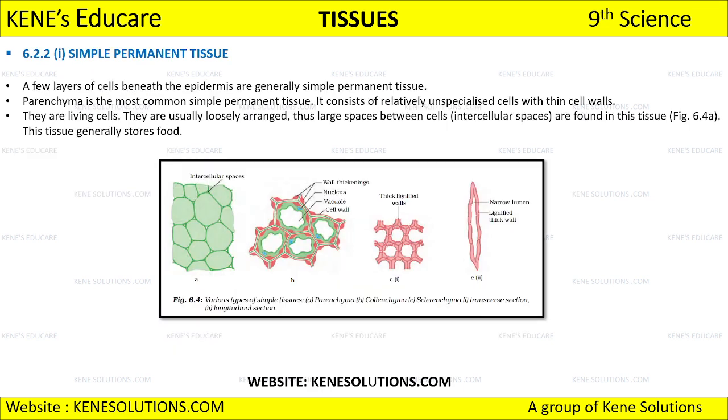Then we discussed simple permanent tissue, and after discussing simple permanent tissue, we discussed complex permanent tissue. But here, simple permanent tissue is of many types. Like if it has chlorophyll present in it, it will be chlorenchyma.